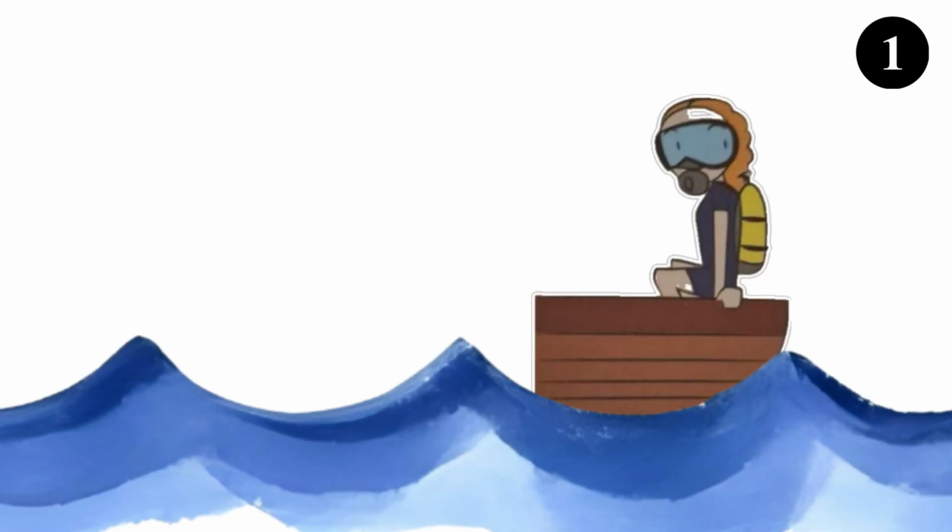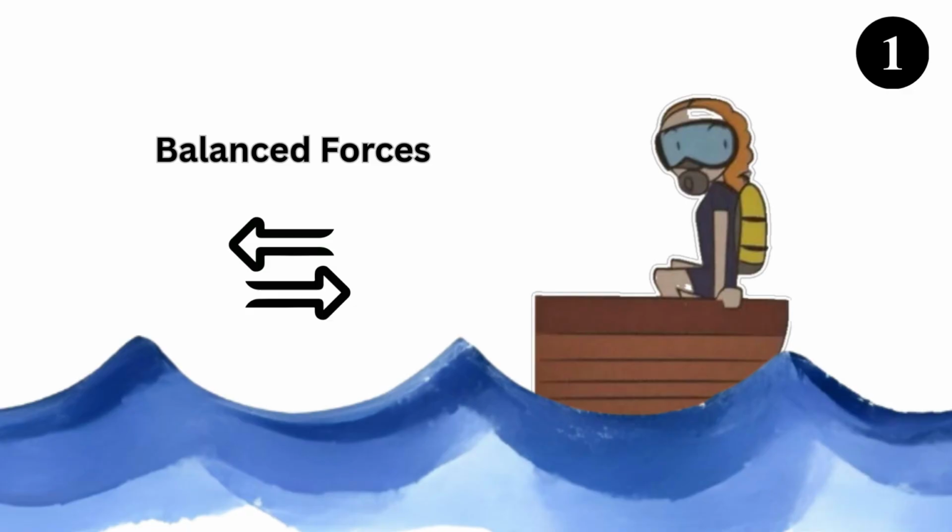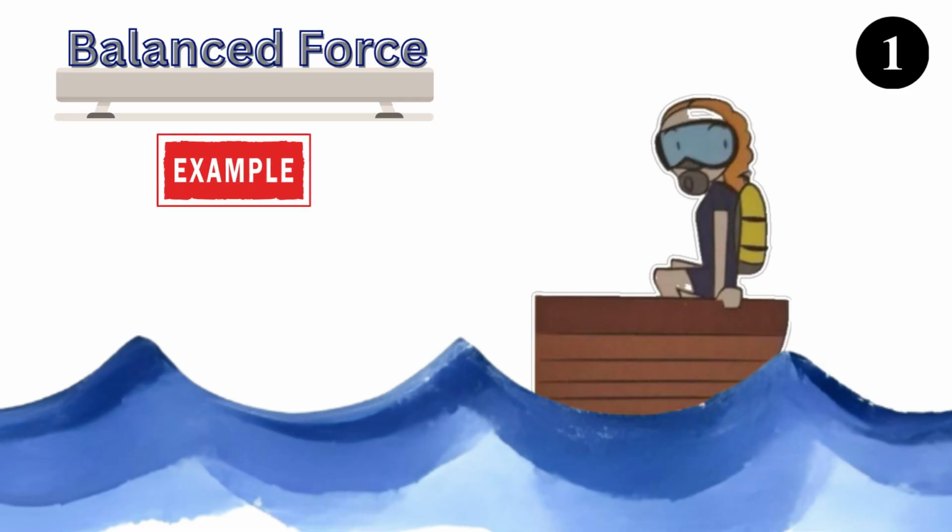Like in picture one, the diver is standing on the boat. Here, the forces are balanced. The diver is standing still on the boat. He is not moving up or down. Why? Because gravity pulls the diver downward. This is his weight, and the boat pushes the diver upward, supporting him. So these two forces are equal in size and opposite in direction, so they cancel each other, and that is why the diver stays still. This is a good example of balanced forces.